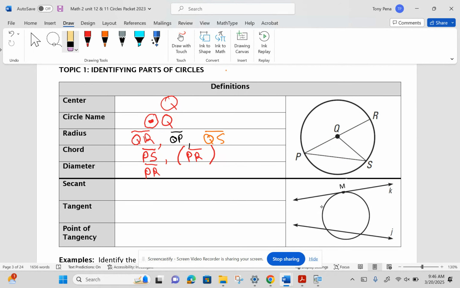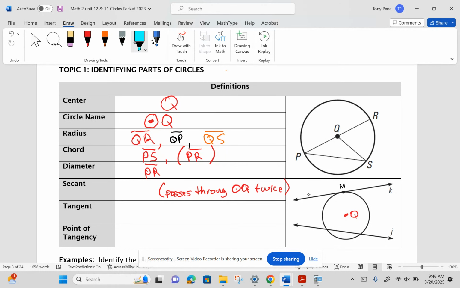If we look at this second circle here, a secant. So a secant line is a line that passes through the circle, we'll call this circle Q as well. Passes through circle Q twice.